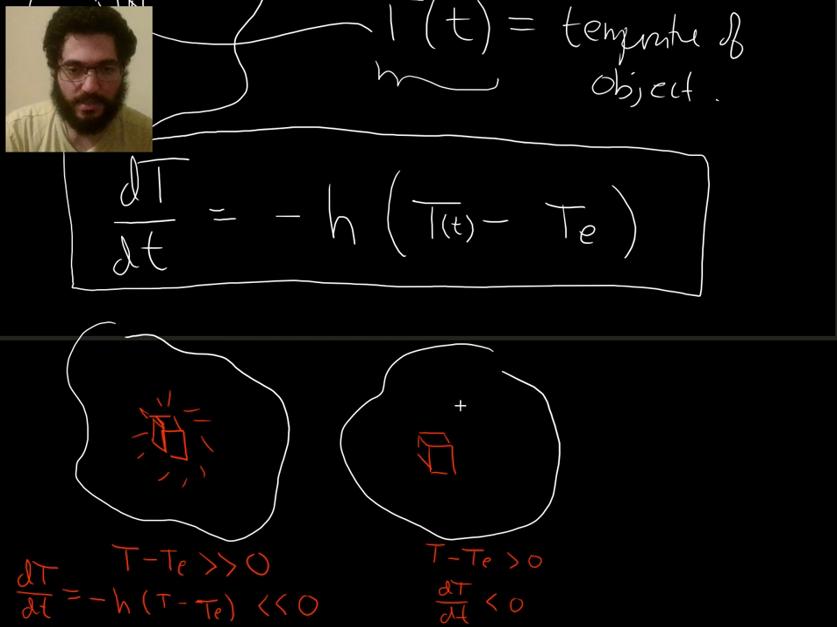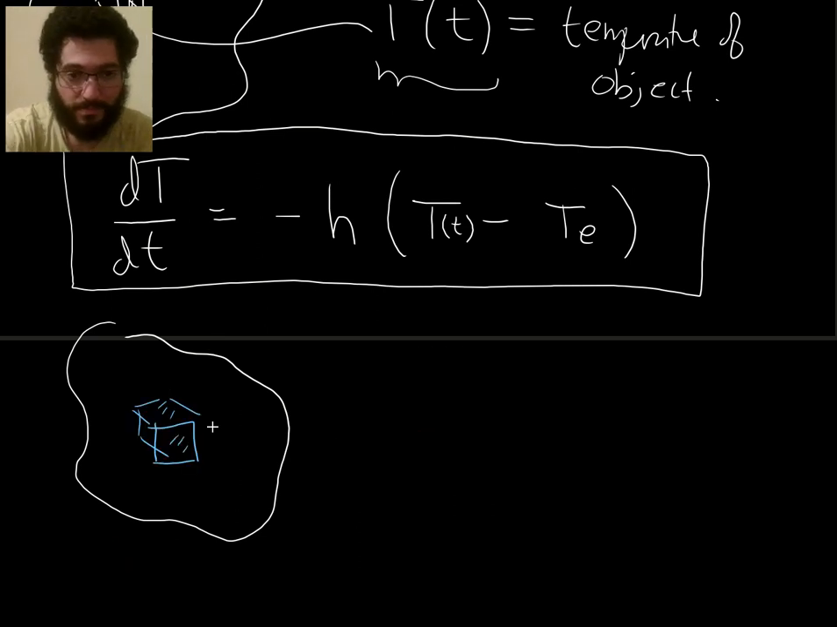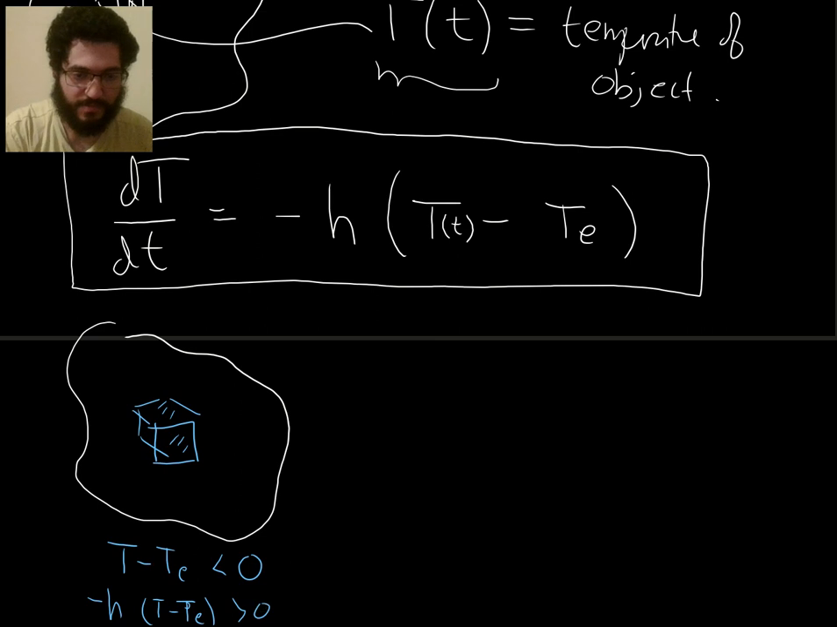And this continues to work when you have T being less than T sub E. So if your object is cold, like an ice cube or something, colder than its environment, then T minus T_E is going to be negative. And if it's very, very cold, then this would be very, very negative. And then a negative number, minus h times this negative number, is going to be positive. And so we're saying that the temperature will increase.